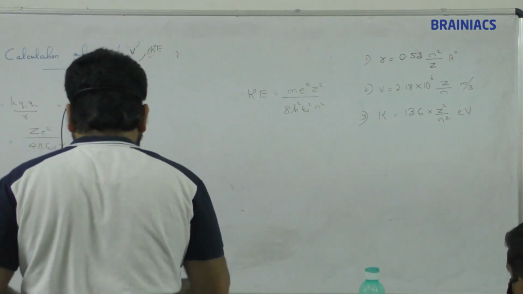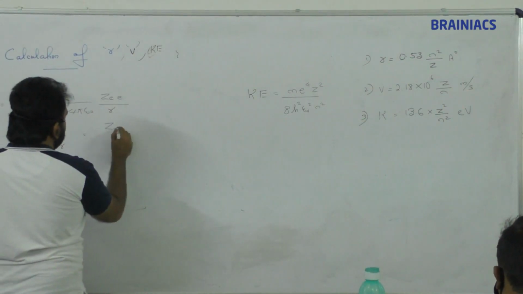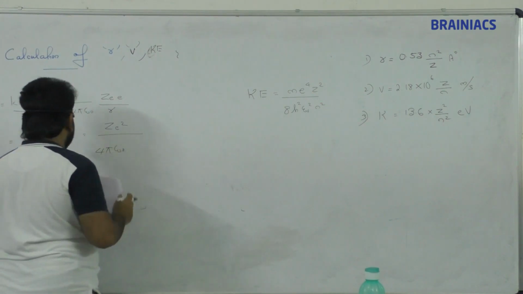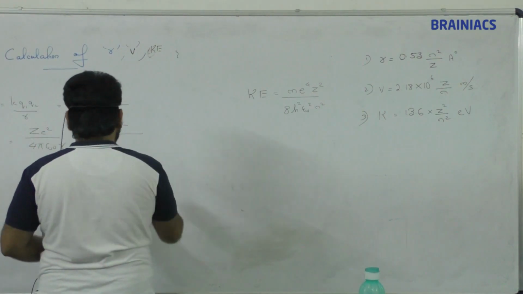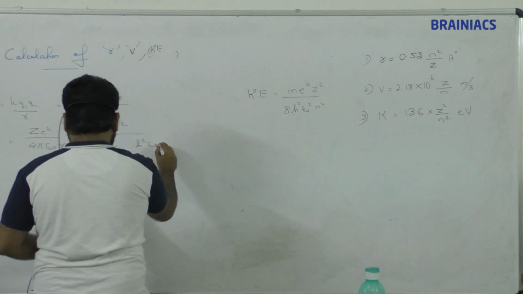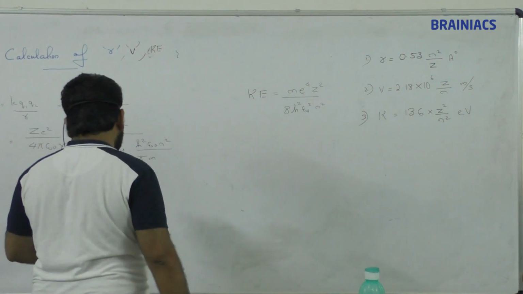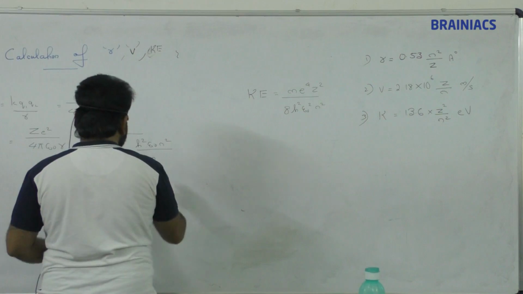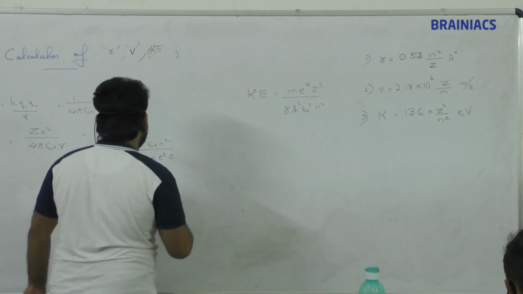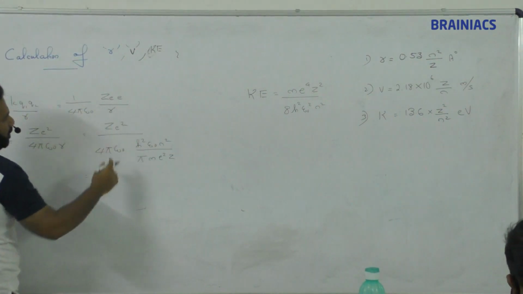So if we put that value, this is going to be into R, which is h square epsilon naught by pi m e square. Correct then? This much. Okay, so this will go up.